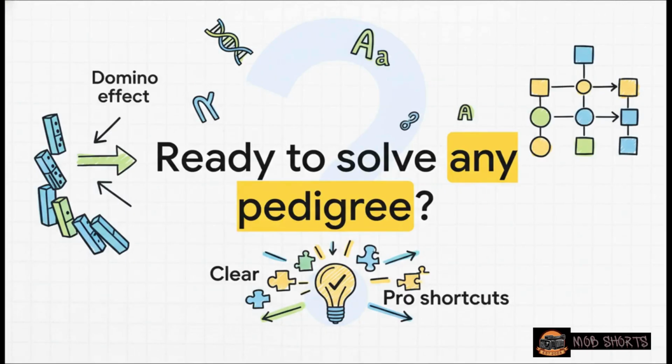So there you have it. The symbols, the master method, the pro-level shortcuts, and a real-world application. We've gone from that confusing domino effect to a clear, step-by-step solution. The next time you see a pedigree diagram, you'll know exactly what to do. The only question left is, are you ready to solve any pedigree they throw at you?